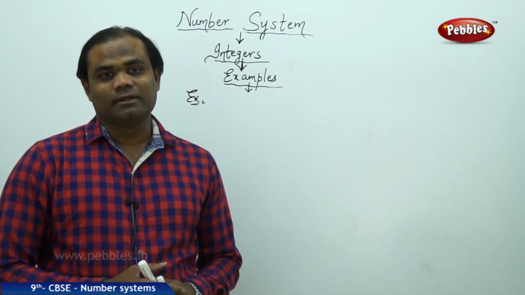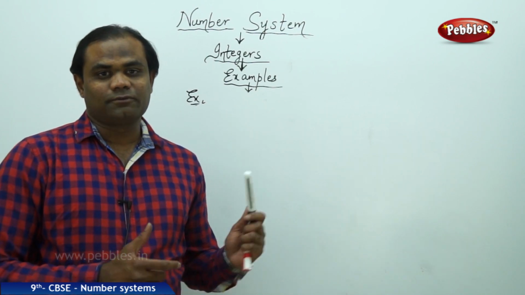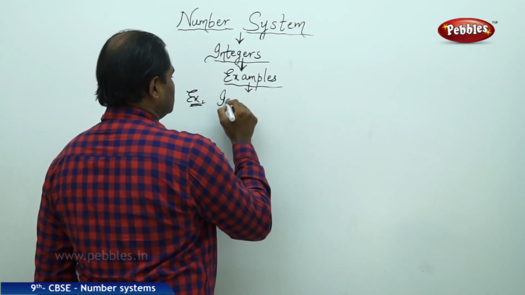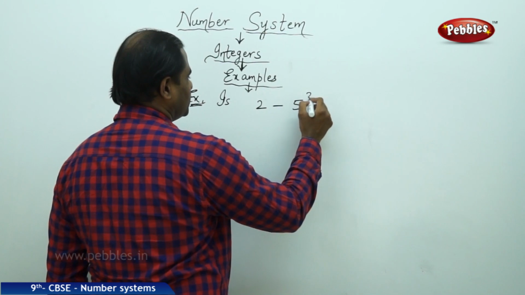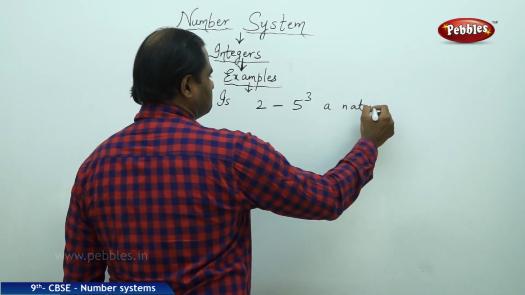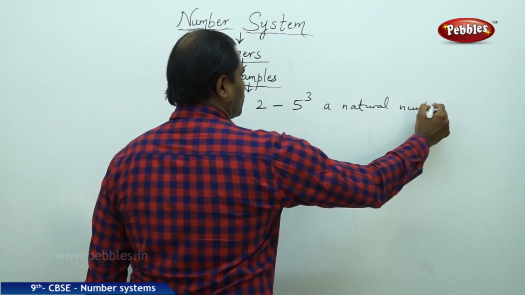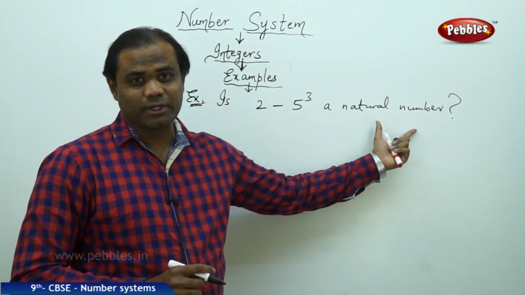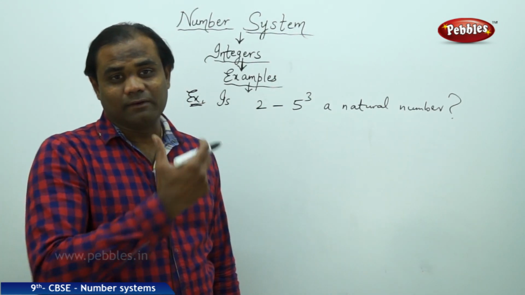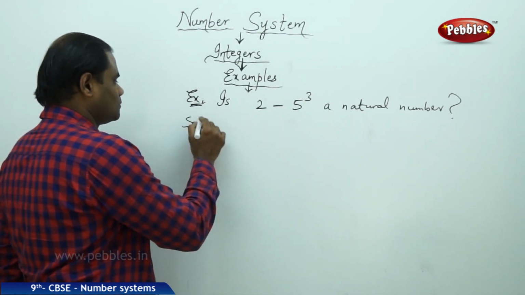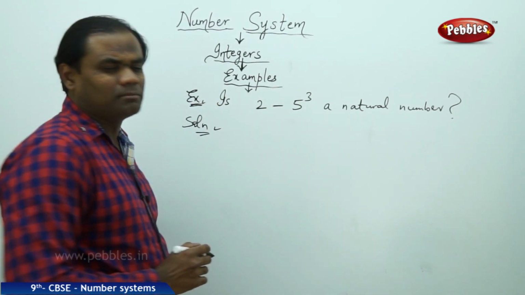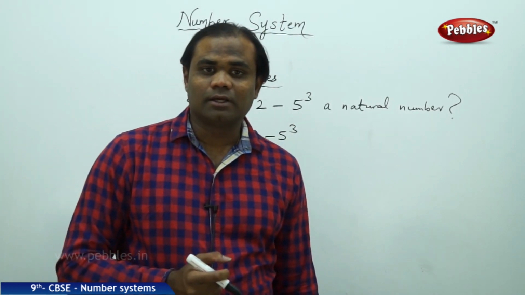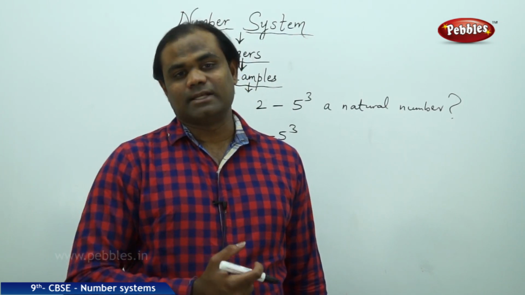Let's try to identify with a different example. For example, I have: is 2 minus 5 cube a natural number, or a whole number, or an integer? So let's try to identify the answer for this question using the properties we have learnt. Now the given problem is 2 minus 5 cube, and I have to justify this number being an N, a W, or a Z.